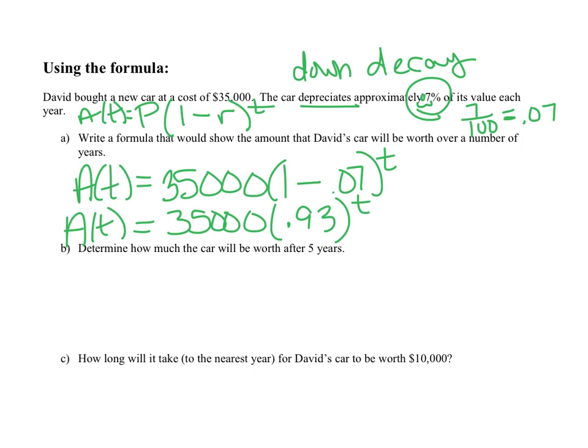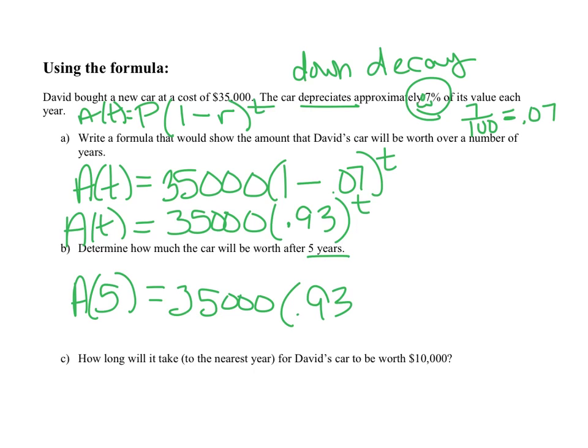So there's a few ways we use this. The first way is we're just going to plug stuff in, so 5 years. If I want to figure out how much it's worth after 5 years, I'm going to put 5 years in for my t. So t is the time, and every year it's going to depreciate 7%. So I just plug that in.